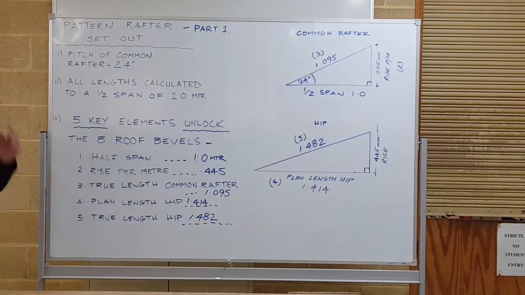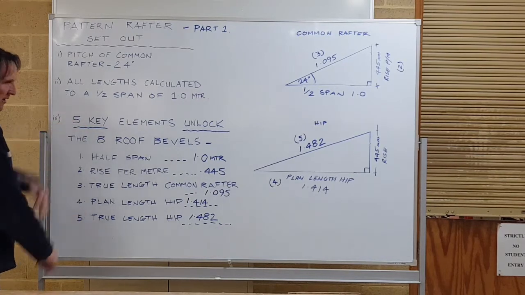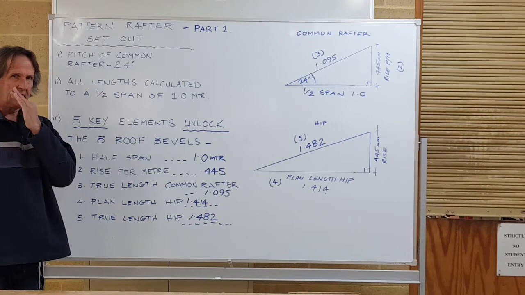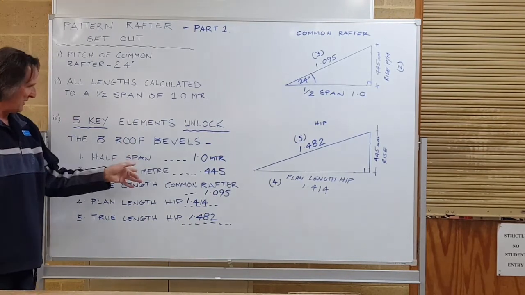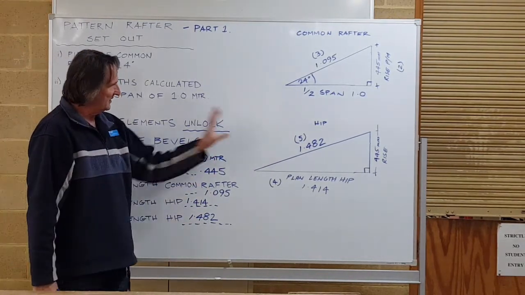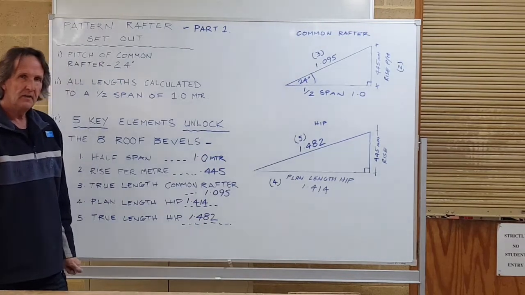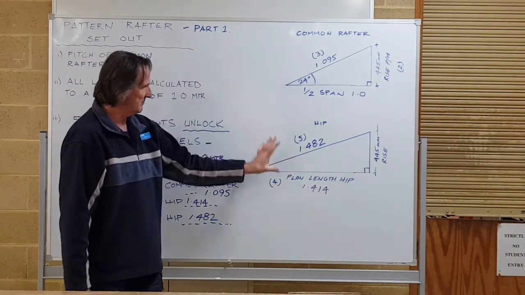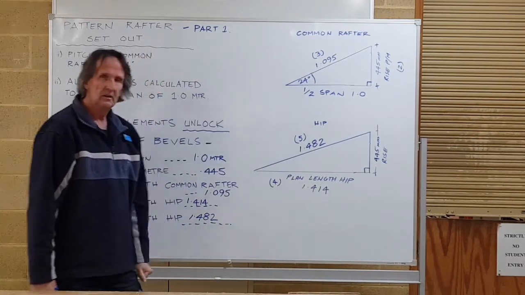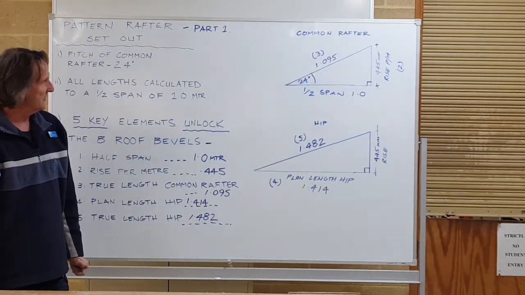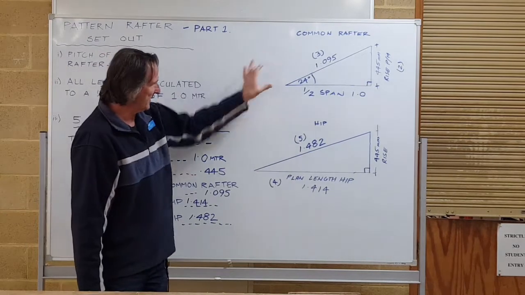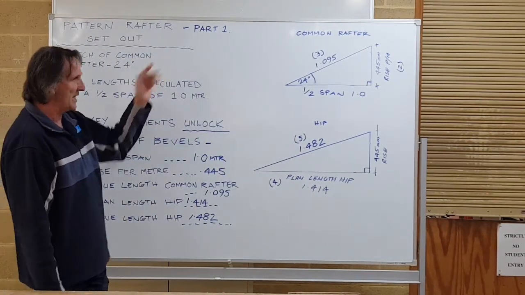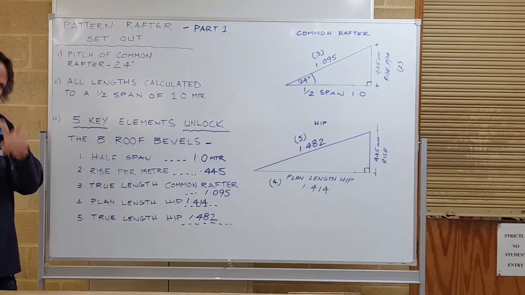And that's great, because now we have the 5 key elements. Now we have the 5 key elements that unlock the bevels, the 8 bevels, which we're going to take from those two relationships, the triangles, the common rafter triangle and the hip triangle, right angle triangles, and we're going to develop the 8 bevels for part 2. See you in part 2.